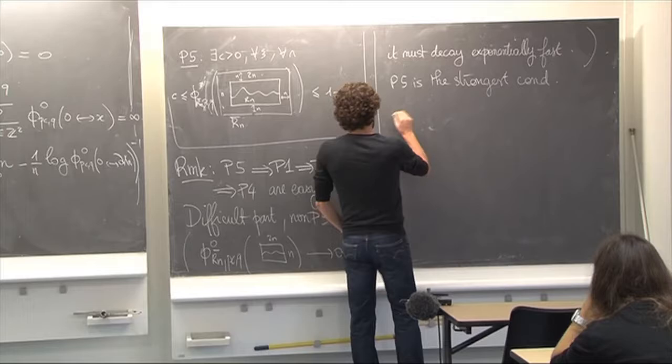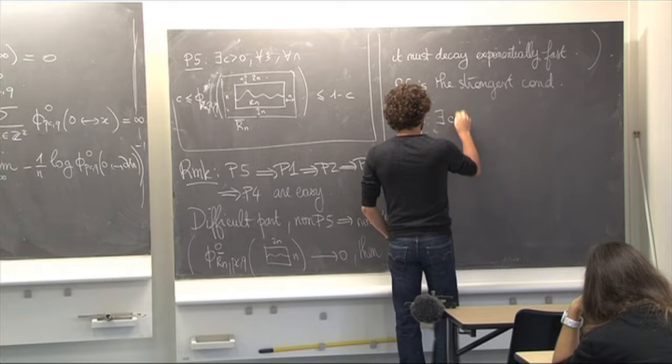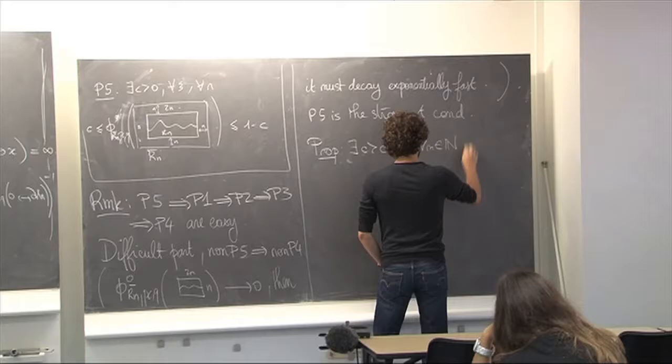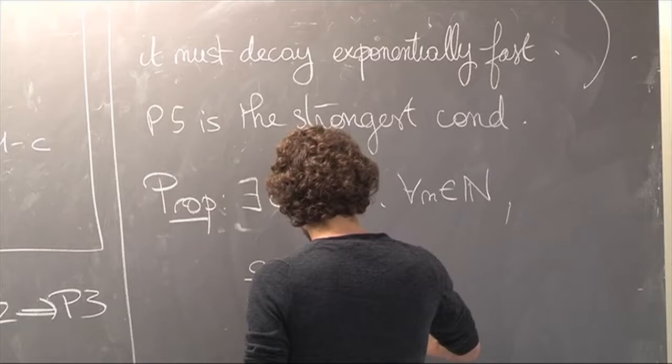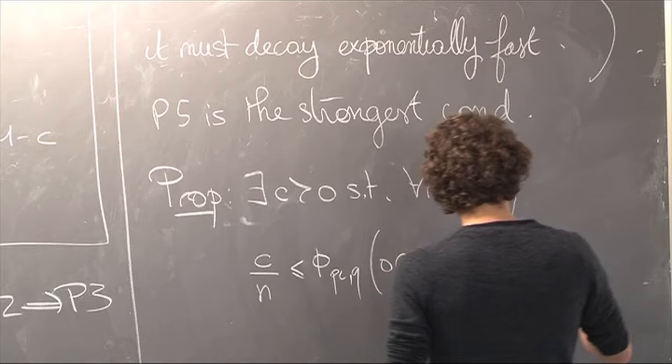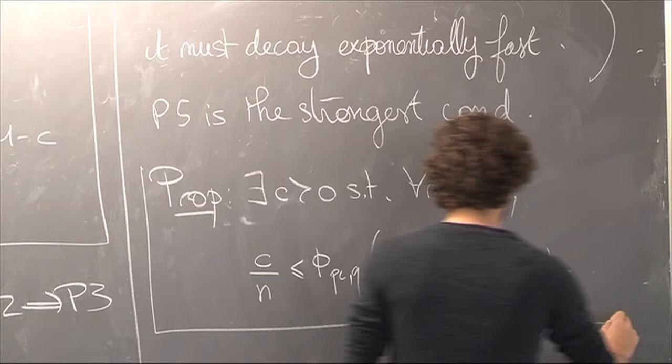by a corollary or proposition, which is that there exists a C such that for every n, C over n is smaller than the probability at p_c, q of 0 connected to the boundary of the box of size n, smaller than 1 over n to the C. So the probability of being connected to distance n decays polynomially fast.